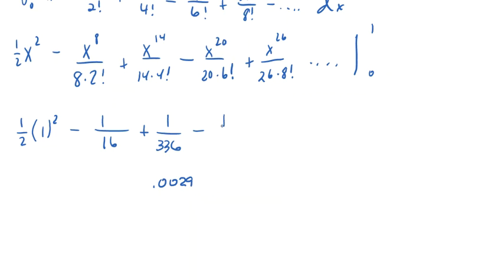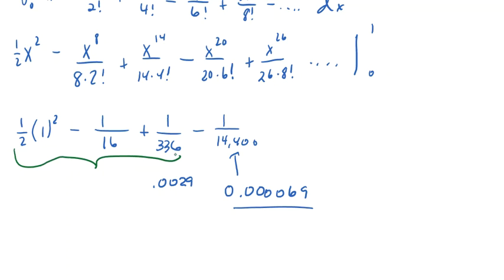On this next one, 1 over 6 factorial will be 720 times 20 is 1 over 14,400. That is very, very small, like 0.00006, and that is way smaller than 3 decimal places. So as I'm looking at this, for this approximation, I'm only going to use the first 3 terms here. So I'll have 1/2 minus 1/16 plus 1 over 336. And that comes out as 0.440. Okay, and that is accurate to 3 decimal places.